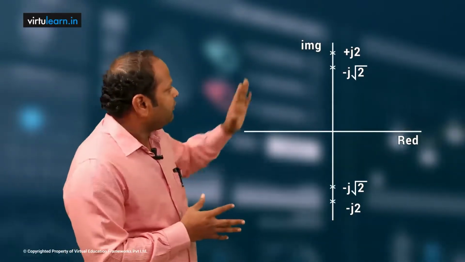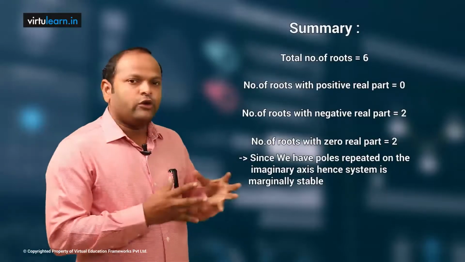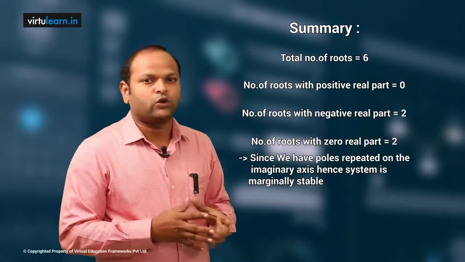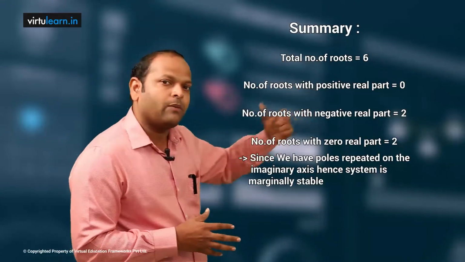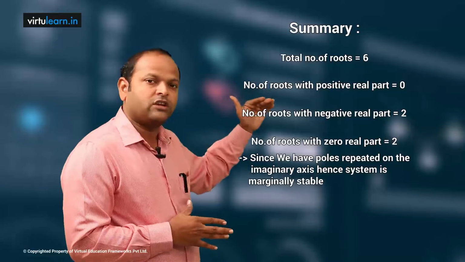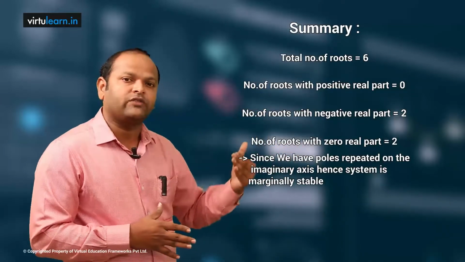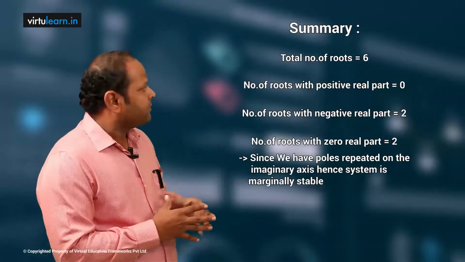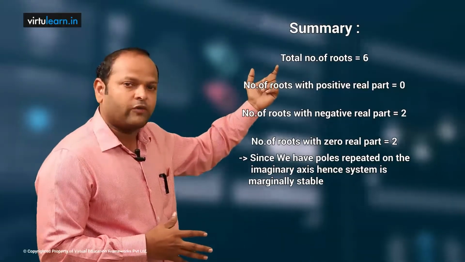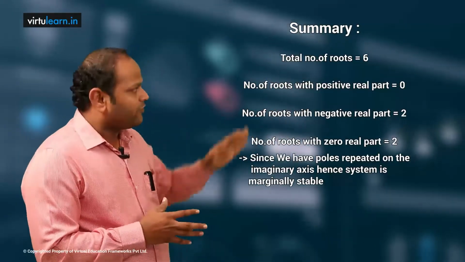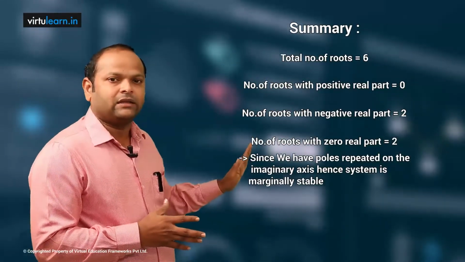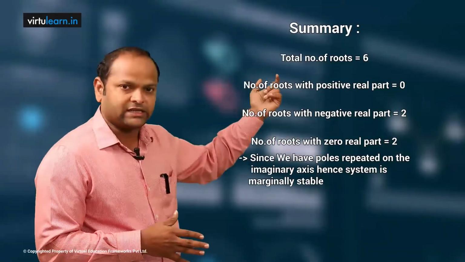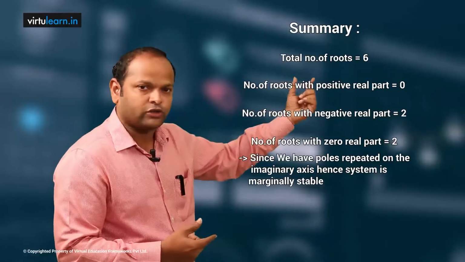Now, what will be the summary? We know that the total number of poles is 6 because the highest degree is 6. Total number of roots is 6. Roots and poles are both the same. When I say roots, I mean roots of the characteristic equation. When I say poles, poles are nothing but my closed loop poles. And from the first column it was very clear that there are no poles in the right half of the S plane. So the number of poles in the right half of the S plane is equal to 0.